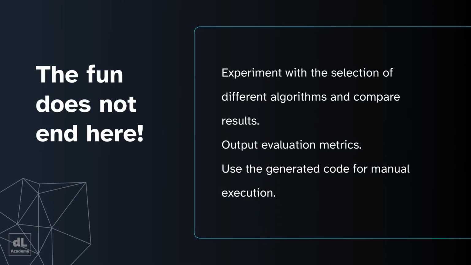And that concludes the second video of the series, but the fun doesn't end here. As you continue your data science journey, consider experimenting with the selection of different algorithms. If you want to go a step further, you can use your agent to output evaluation metrics or use the generated code for manual execution. Exploring diverse machine learning algorithms and comparing various evaluation metrics is crucial in order to get the best results.